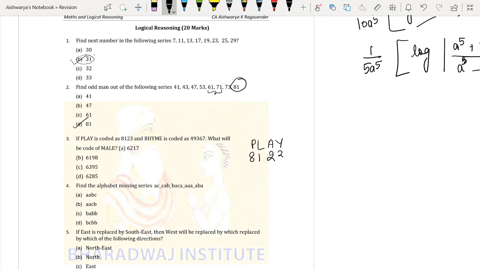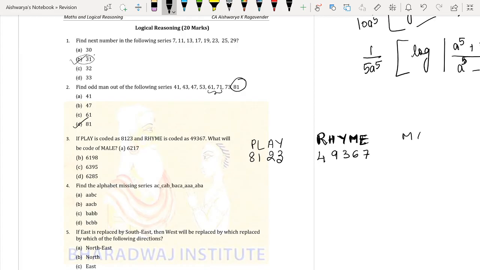8123, which means you people have consciously solved it and you're not silently listening to me. I'm very happy when you point out like this, because passive listening is not a good thing. Active listening, what you have done just now, is very good. 49367, this is what you have.